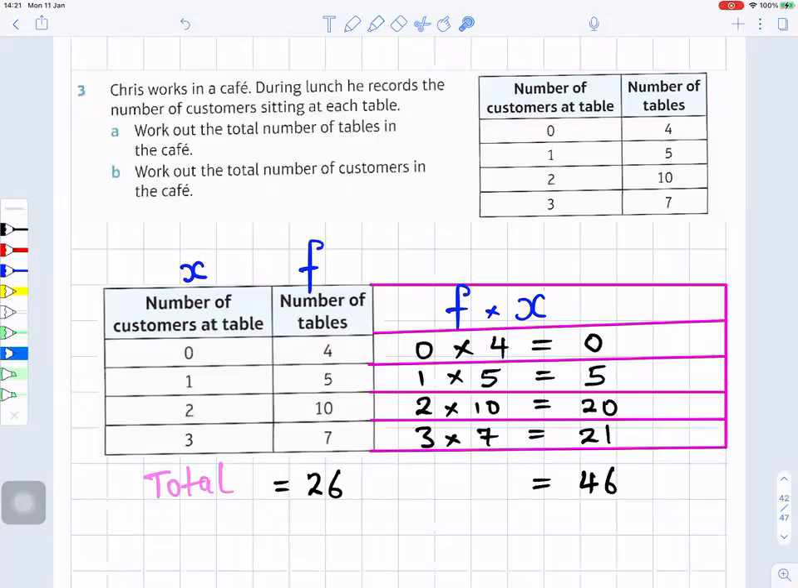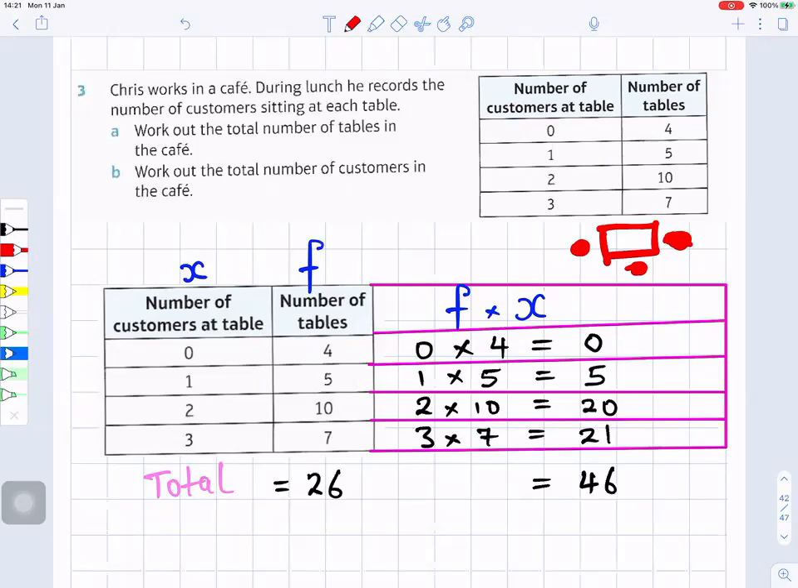And for 7 tables, they had 3 people per table. So there were 7 tables that had 3 people on each one. So if you imagine that to be a table, and there's 1, 2, 3 of them for one of the tables, and there were 7 tables like that, sitting 3 people per table.